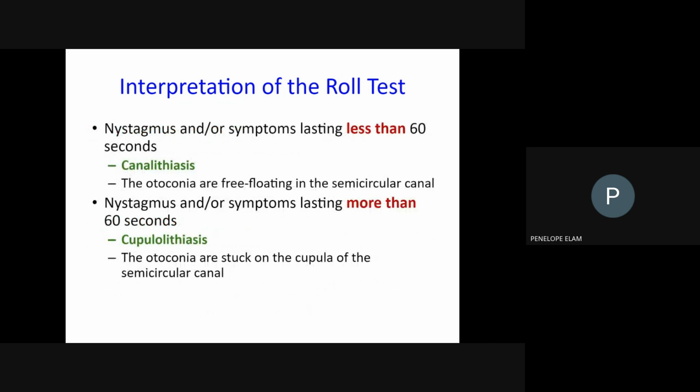Okay, so how do we interpret the roll test? Same thing, not any different. If it's less than 60 seconds, it's a canalithiasis. If it's greater than 60 seconds, it's going to be a cupulolithiasis. So that doesn't change whether it's anterior, posterior, or horizontal. Greater than 60 seconds, cupulolithiasis. Less than 60 seconds, canalithiasis.